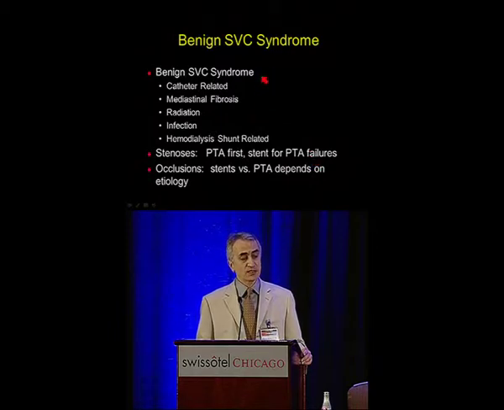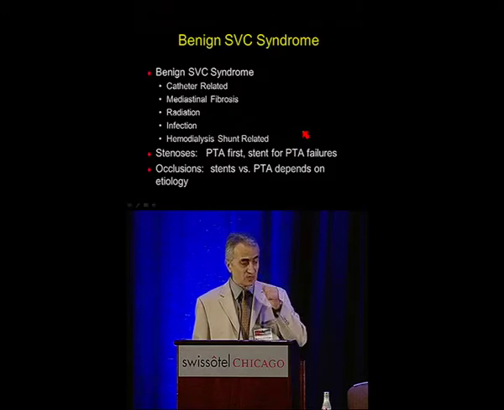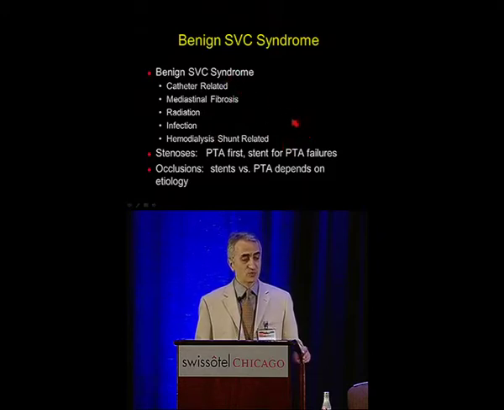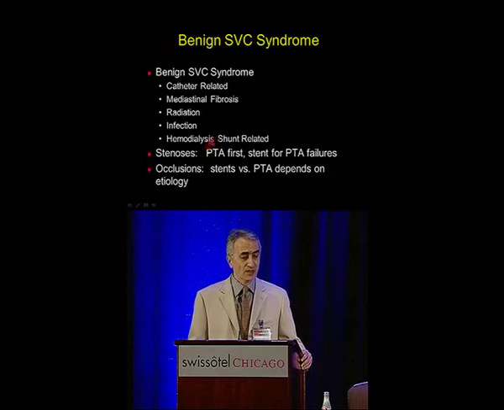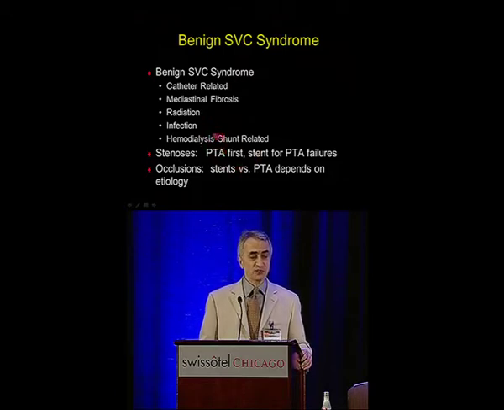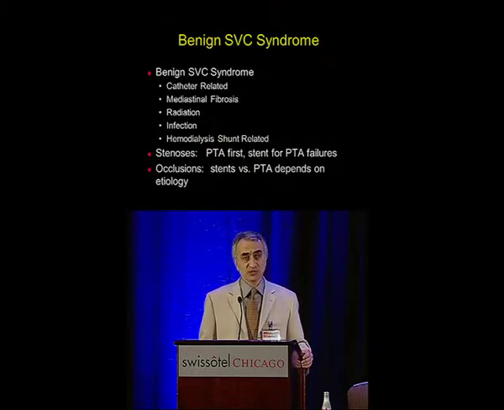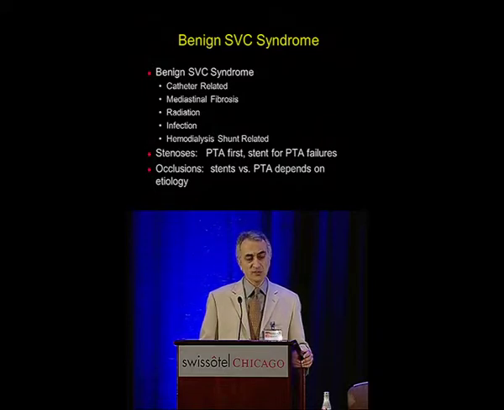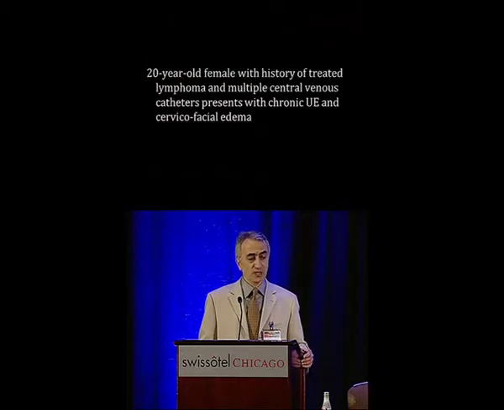Benign conditions, the etiologies are mostly catheter-related, mediastinal fibrosis, radiation, infection, hemodialysis-related. These are all also other causes. Dialysis and catheters are the most common causes. Stenosis: angioplasty first, especially if you're in the dialysis patients. Stent for angioplasty failures. In my opinion, when the veins completely occlude, even in benign conditions, they rarely respond to angioplasty alone in non-dialysis patients. They need to be supported by stenting.